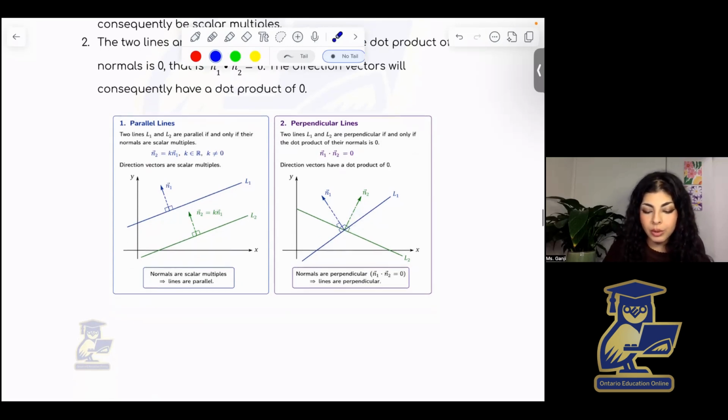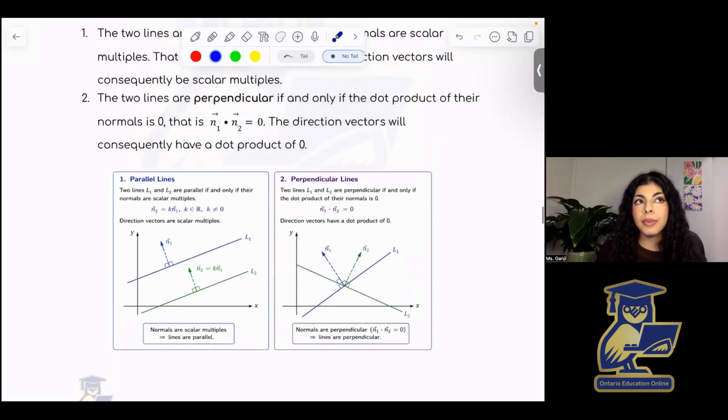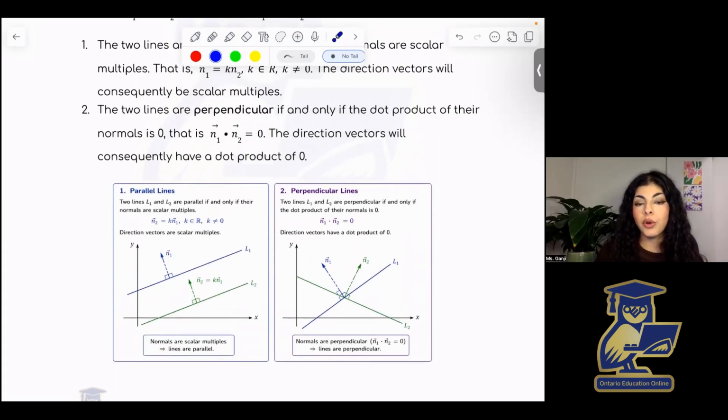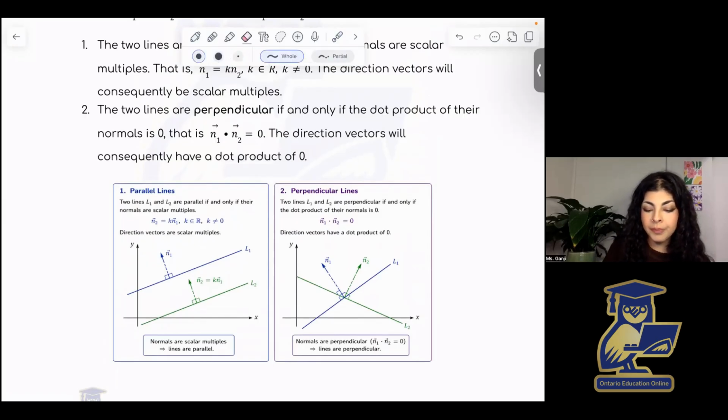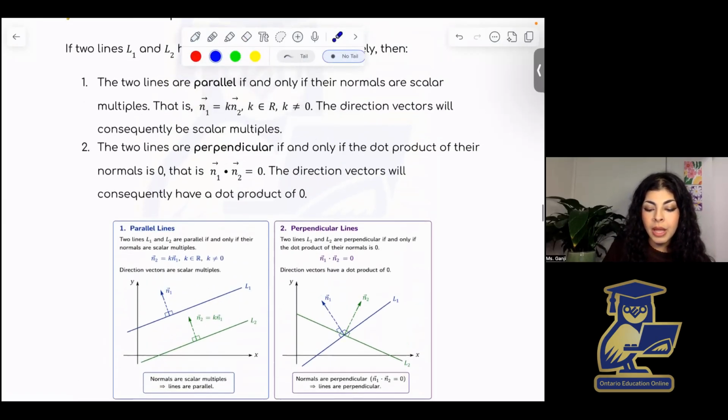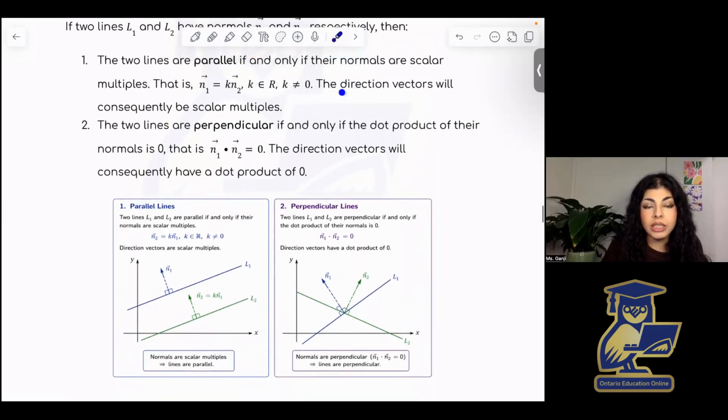And the reason why we include this as well is because you're actually going to work with this whether your equations are given in vector equation, in which you will be using the direction vectors themselves, or if they're given in Cartesian equation, in which you will be using their normals based on ax plus by plus c is equal to 0.